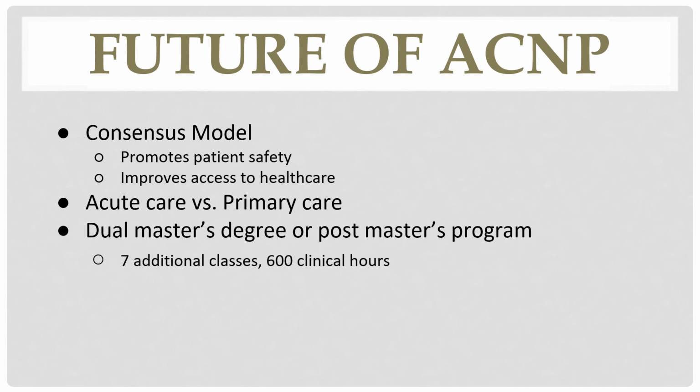The model suggests that acute care NPs will need to complete a dual master's degree or a postmaster's program. After being hired, some hospitals are requiring their NPs to return to school to obtain their postmaster's degree in order to comply with the consensus model requirements. This program can have up to 7 classes and over 600 clinical hours. However, schools are now developing more streamlined programs to make the goal more attainable.